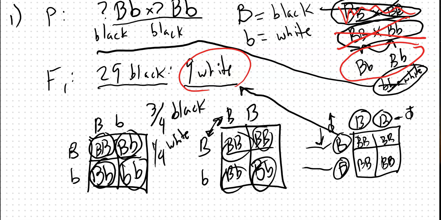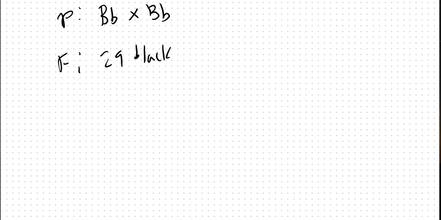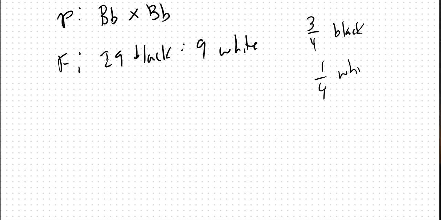Okay. So we just need to do some math. So I'm gonna get rid of this. So we know it's big B, little b times big B, little b for the parental generation. F1, 29 black and 9 white. So we can check the math, right? We know that we would expect 3/4 to be black for this cross and 1/4 to be white. Remember, in science, we don't really use this, so that's a 3-to-1 ratio.